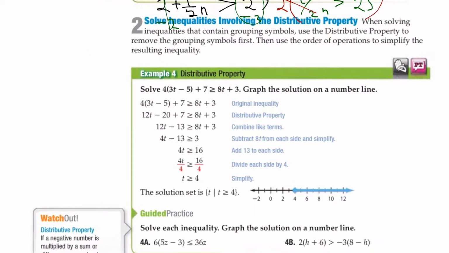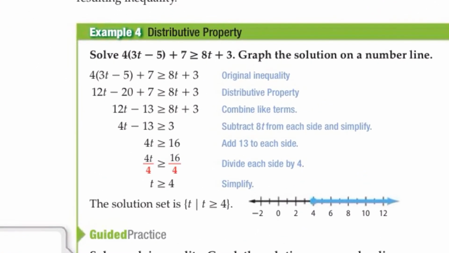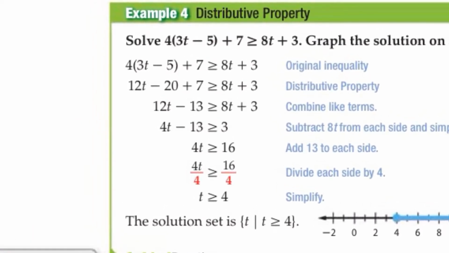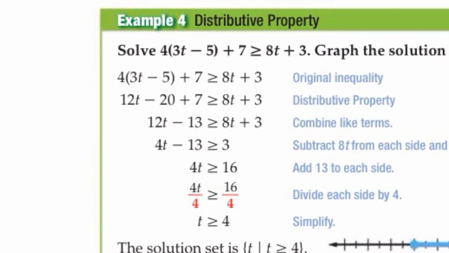Okay. And example 4 now, we're solving but using the distributive property. So look at this one. Notice the steps. I have to solve for t, but I have to use distributive. So again, duck, duck, goose. Duck, duck, or multiply, multiply. 4 times 3 is 12t. 4 times negative 5 is negative 20 plus 7 greater than or equal to 8t plus 3.